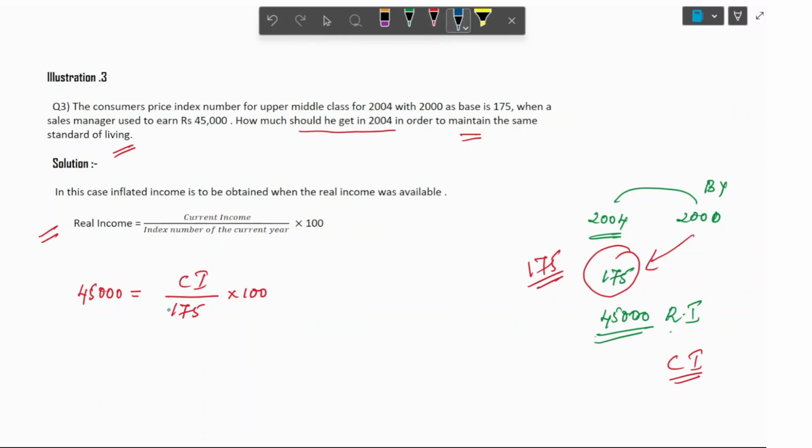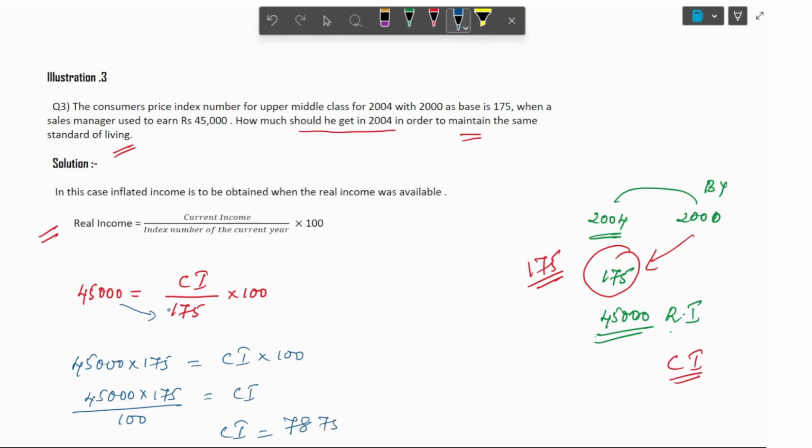Now what are you going to do? You are going to cross multiply it here. That means 45,000 into 175 equals current income into 100. That is, if you are finding current income, the formula becomes 100 goes to the denominator, 45,000 into 175 whole divided by 100. That is the current income. Use the calculator, multiply first, then divide by 100. You are going to get 78,750.